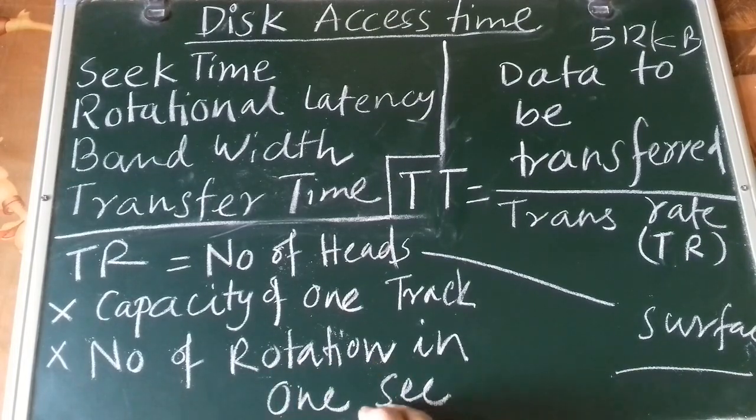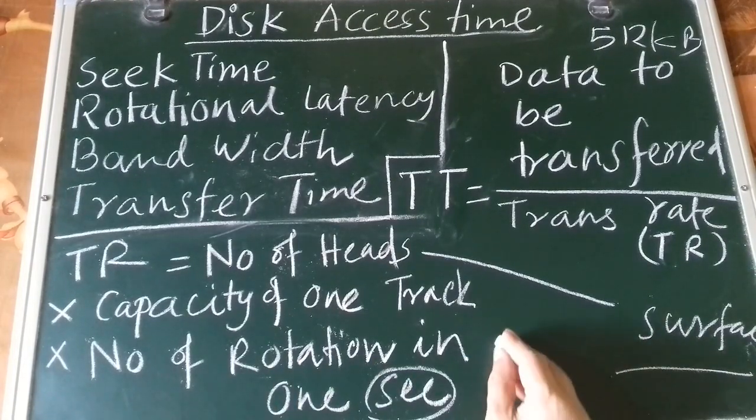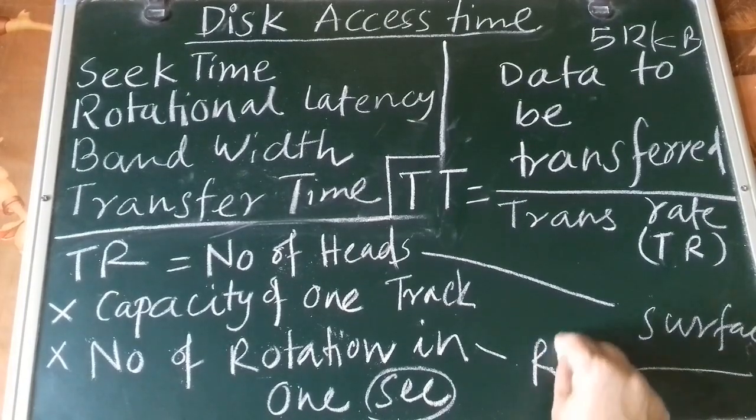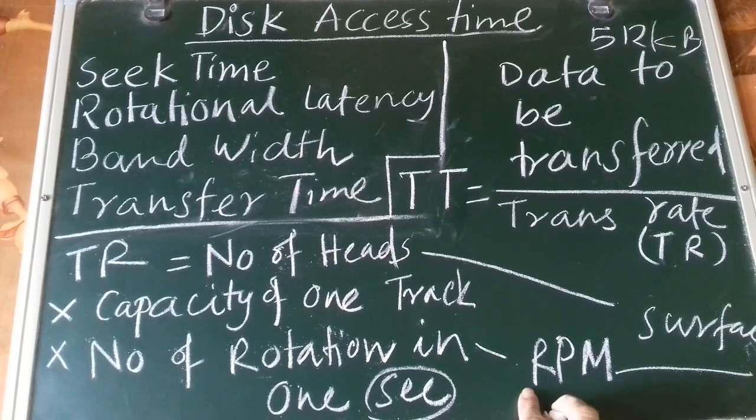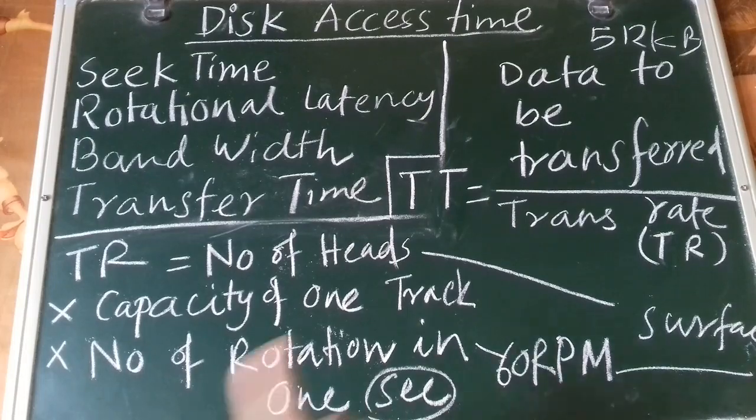Number of rotations in a second. You can see here it is mentioned per second. Usually they will give you RPM data. What is RPM? It is revolutions per minute. You actually need the number of rotations in 1 second, but sometimes the given data will be in RPM, like 60 RPM. So it is given per minute. In 1 second how much it will be, you just need to convert from minute to second and then multiply.